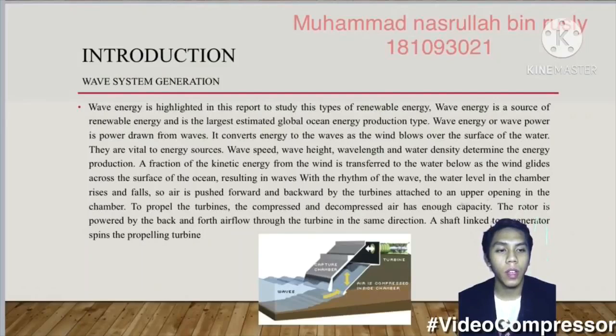In the concept of operation of the wave generator, with the rhythm of the wave, the water level in the chamber rises and falls. So air is pushed forward and backward by the turbine attached to an upper opening in the chamber. To propel the turbine, the compressed air has enough capacity. The rotor is powered by the back and forth airflow through the turbine in the same direction, shuffling to a generator spindle propelling the turbine. So the wave compresses the air and moves the rotor of the propeller turbine motor generation.